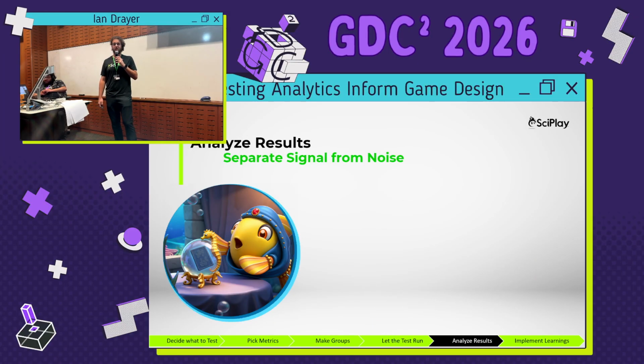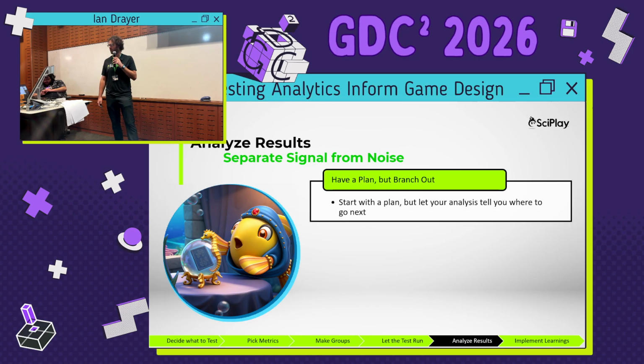Once the test has run its course and you're confident that things have stabilized, begin analyzing your results and separate your signal from the noise. Have a plan going into this analysis. Know what you're going to be searching for, and then branch out from there. Let your first few steps tell you what to look at next.